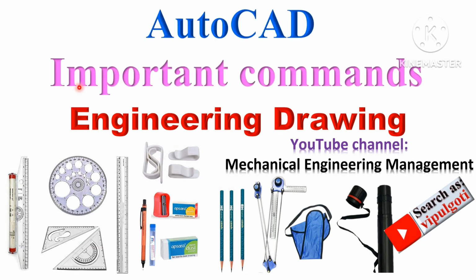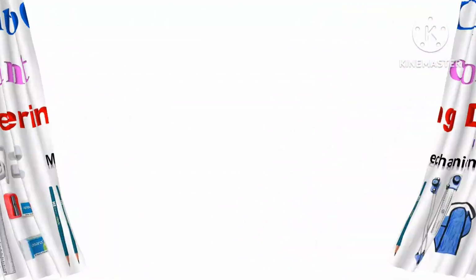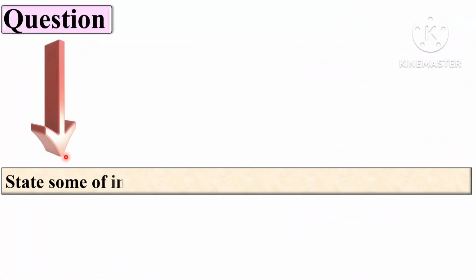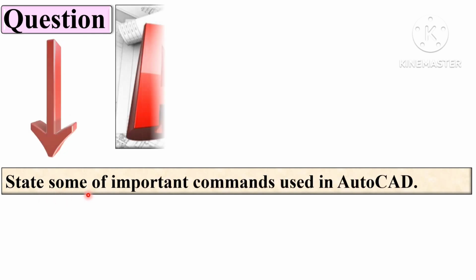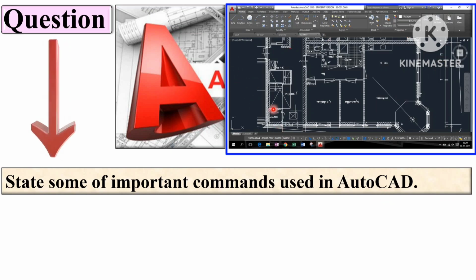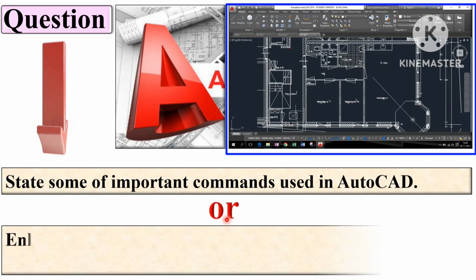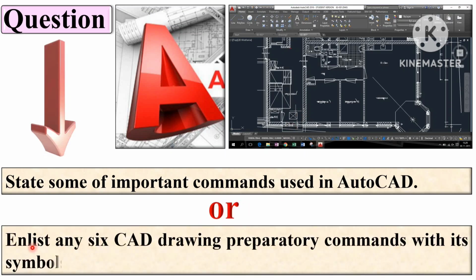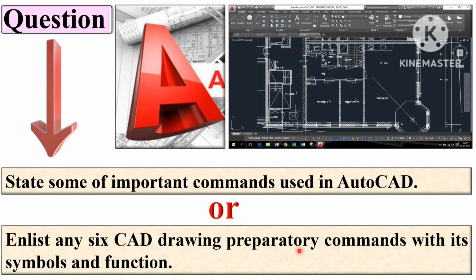So today we are going to discuss important commands in AutoCAD. First of all, a question that can be asked in your examination: state some of the important commands used in AutoCAD. Here you can see this is the symbol of AutoCAD and this is the GUI system of AutoCAD. The same question can be asked like: enlist any 6 CAD drawing preparatory commands with their symbols and functions. So let's see one by one the important commands used in AutoCAD.